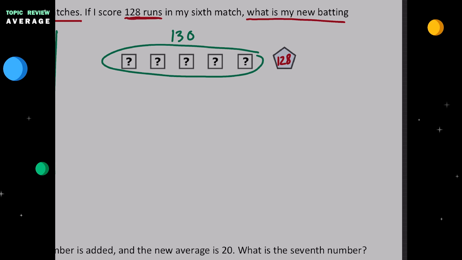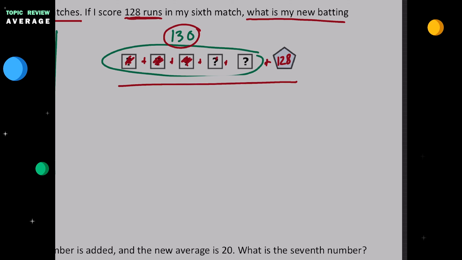Well, to find the average of all 6 scores, we add them up. Okay, we add all of them up. We add this and this and this and this, which gives you 130, and then add one more 128. So you got 130 plus 128. All right, but now we divide it by what? We divide it by how many scores are there? There's 1, 2, 3, 4, 5, 6. So we divide by 6.